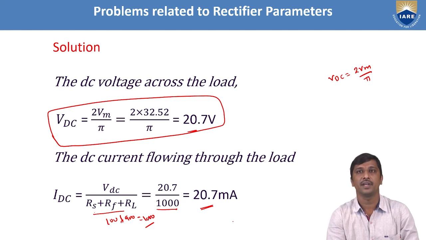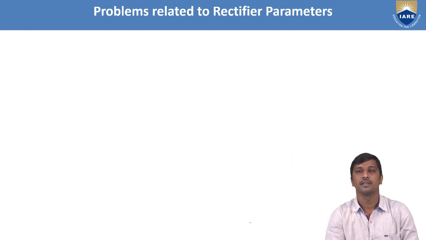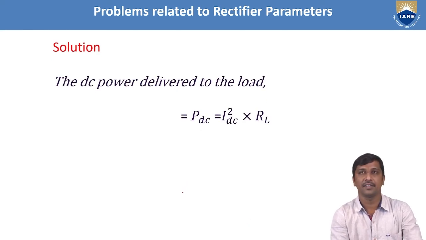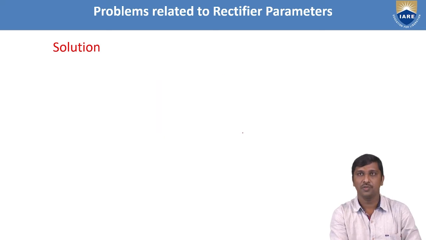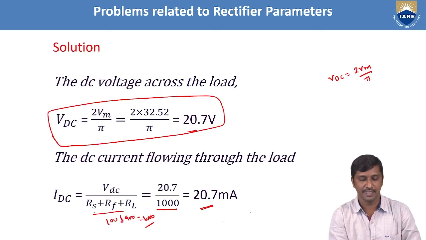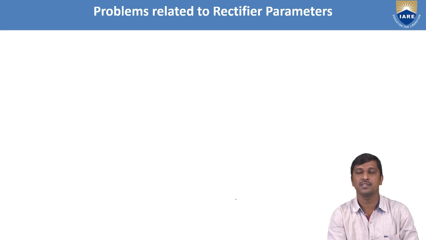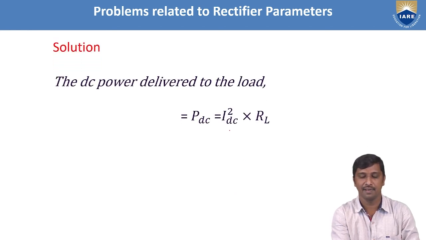Now again, we need to calculate how much DC power is delivered across the load here. So we need to calculate the PDC at the output side, which is represented as I square DC into RL. Just now we got this IDC value. What is the IDC value we observed here? The IDC value is 20.7 milliamperes. So you can substitute this IDC value here.